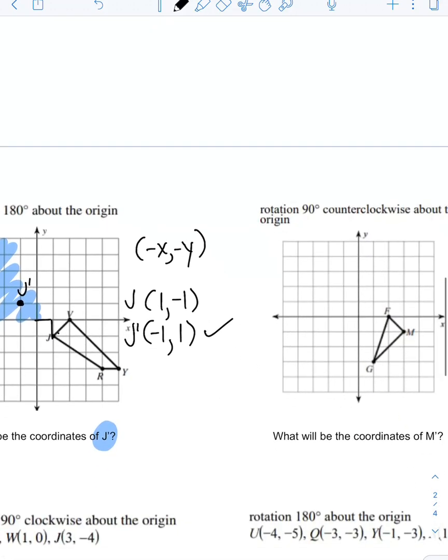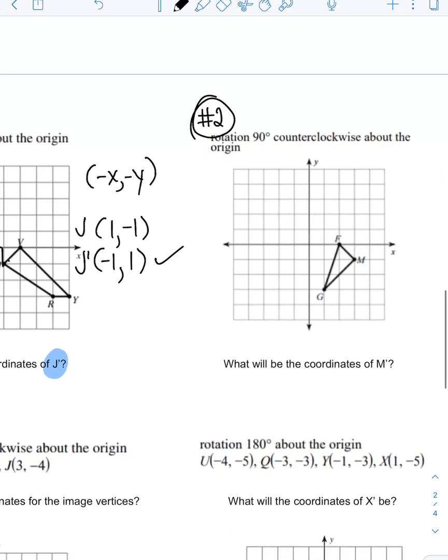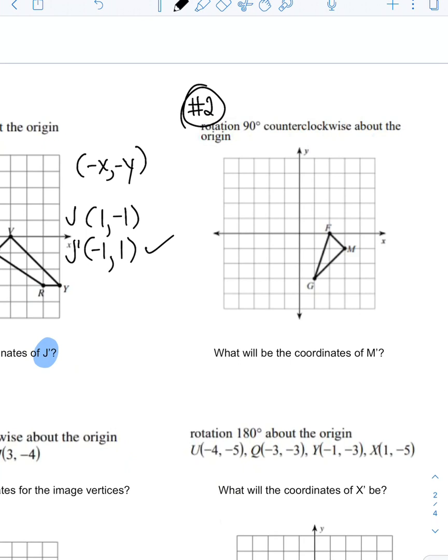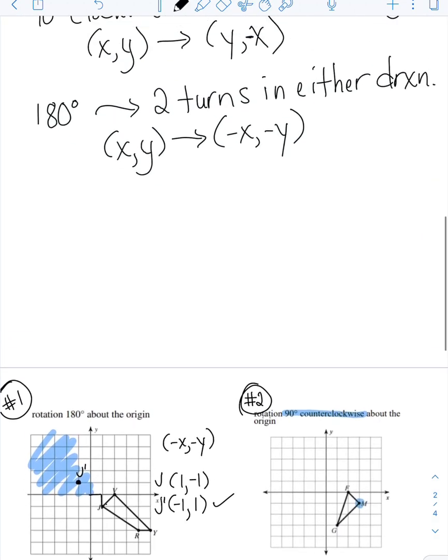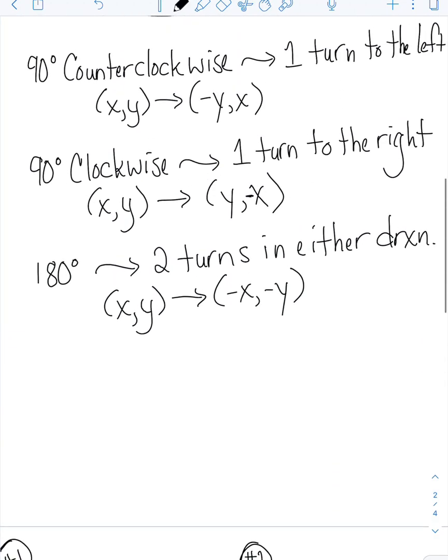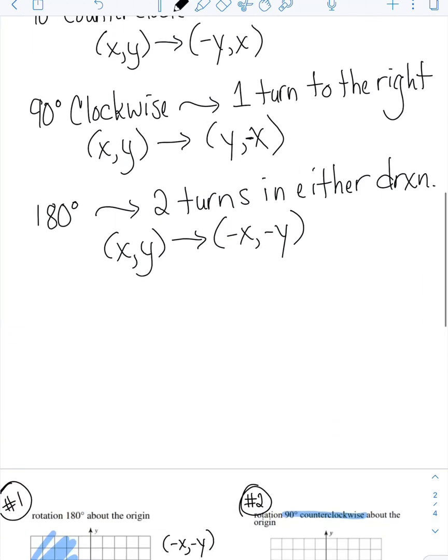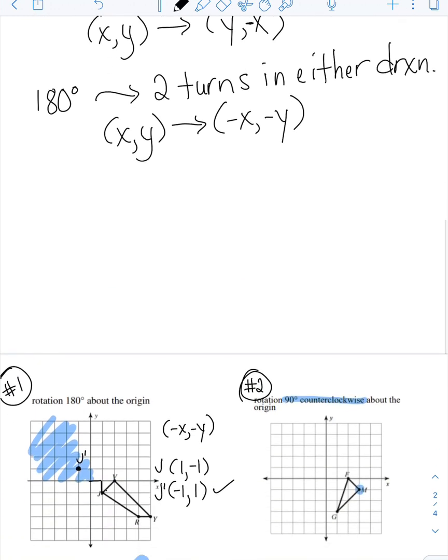So now let's look at example 2. The first thing I'm going to do, and this is what I want you to do on your lesson, it says to rotate 90 degrees counterclockwise about the origin, point M. So we're focused on point M. But that 90 degrees counterclockwise, I'm going to go get that rule. And 90 degrees counterclockwise is this right here.